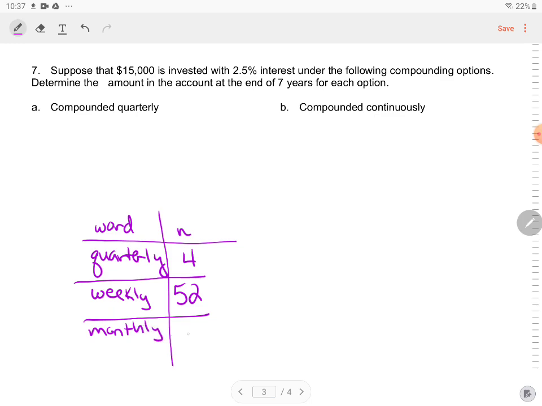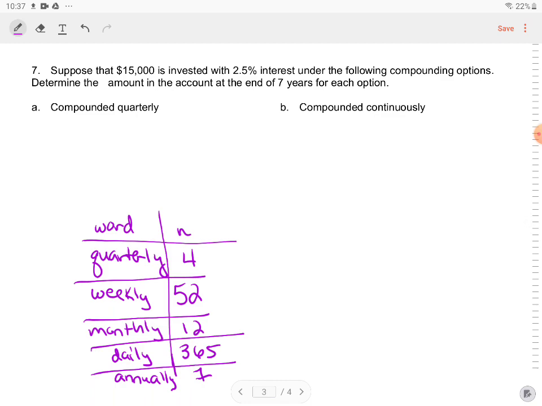Then there is monthly. So how many months are in a year? 12. Then we have daily. We're going to use 365. You also will see annually. Annually is once a year. Okay, so this is important when it's compounded different methods. So let's read number 7.